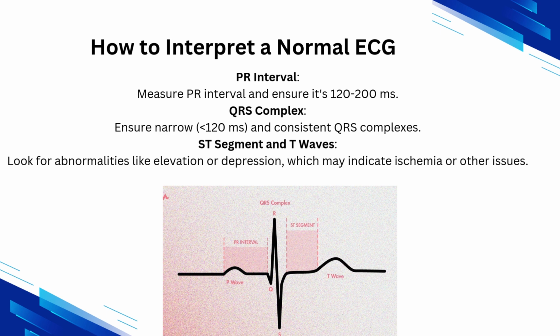QRS complex: ensure narrow, less than 120 milliseconds, and consistent QRS complexes. ST segment and T waves: look for abnormalities like elevation or depression, which may indicate ischemia or other issues.